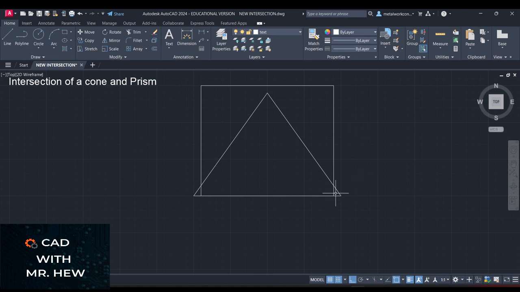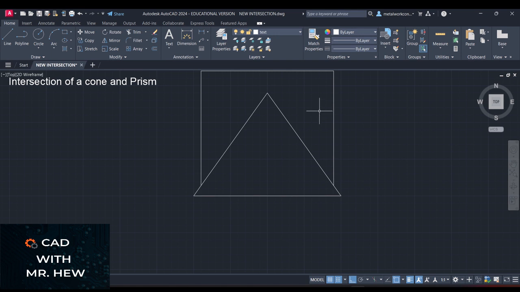Now we need to trim out this little part here. So here we have our prism, and below it the triangle represents the right cone. The next thing we need to draw is a plan view representing the prism and the cone.